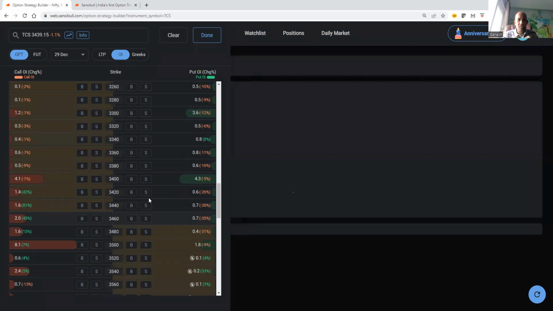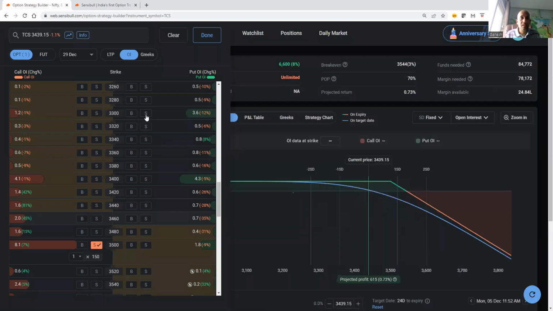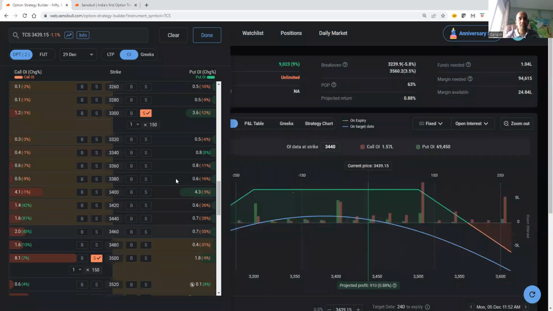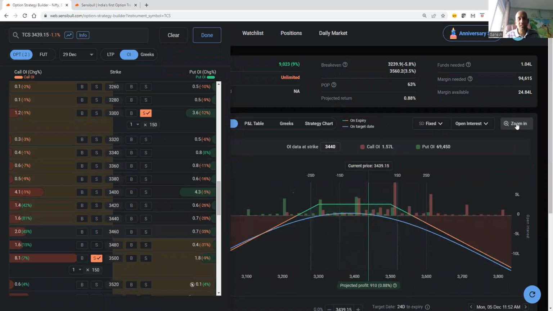If I am a conservative trader, I can take a short strangle. Let's say I sell 3,500 call, I sell 3,300 put. Of course, now premiums are very low because IV is very less, and we have very less time.